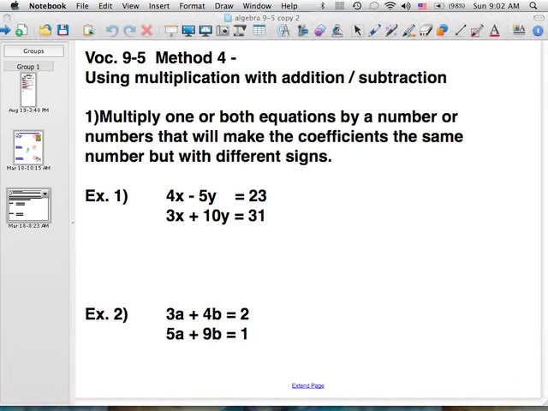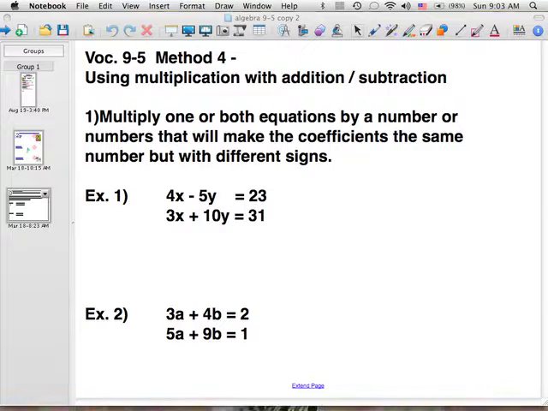We're on chapter 9, section 5, and this is the fourth method of solving a system. Sometimes when we get a system and we want to add or subtract, none of the coefficients, the numbers in front of the variables, are identical. But we could multiply one or both equations by a number that would make them the same but with different signs. So we could just go ahead and add.